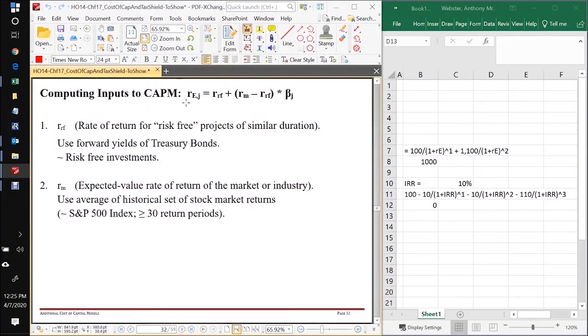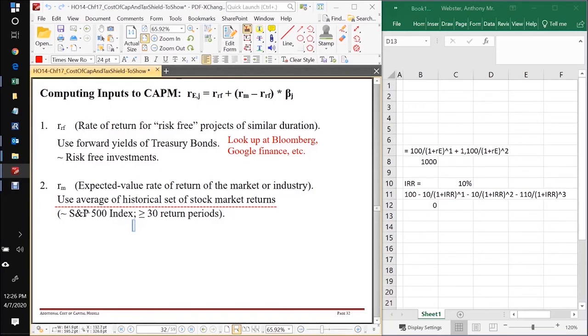All right, so now let's see if we can understand how to compute our inputs to the CAPM model, and then let's go ahead and do an example. So RRF is just the rate of return of our risk-free project, of similar duration, and we're just going to use forward yields of treasury bonds. We can just look these up at Bloomberg, Google Finance, etc. And the return of the market, that's our expected value return of the stock market. The way we'd want to do that is very similar to what we did in the previous chapter. In fact, exactly the same.